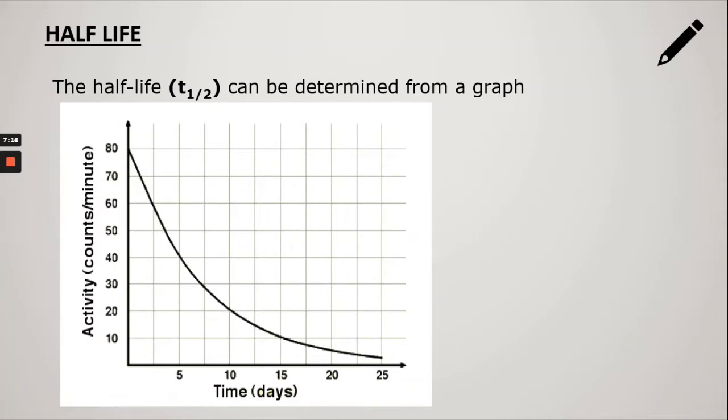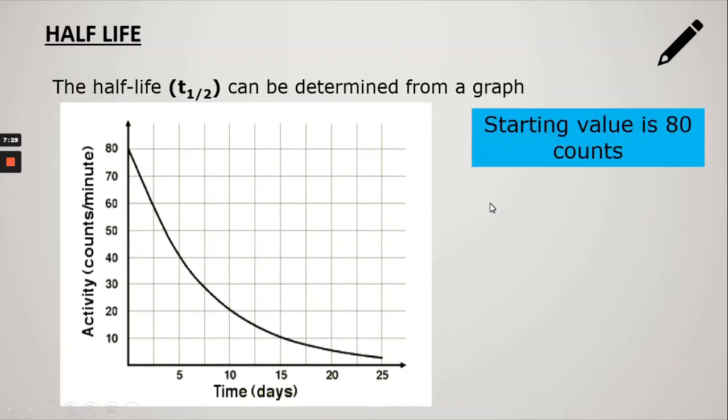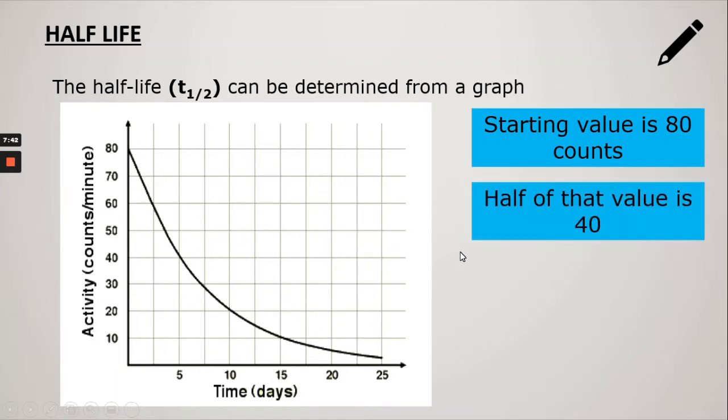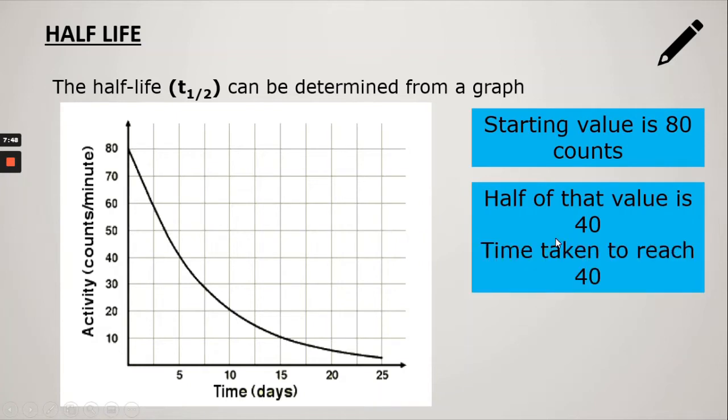The half-life can be determined from a graph, and you need to know how to do this. It's fairly simple, as long as you can remember that the half-life is to do with the activity or the mass of a sample halving. So if we have to determine the half-life from a graph like this, we look at the value at the start. The starting value is 80 counts per minute, and then we need to work out what half of that value is. Half of 80 is 40, and then we look at the time taken for the activity to fall from 80 to 40.